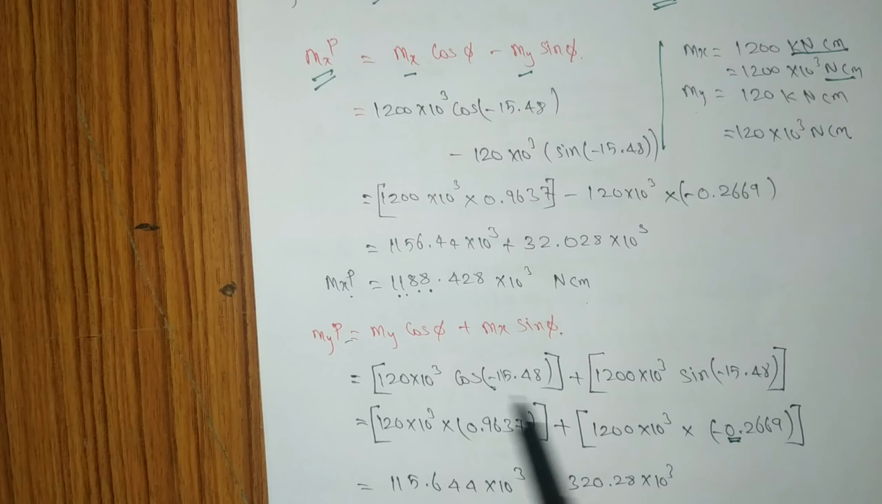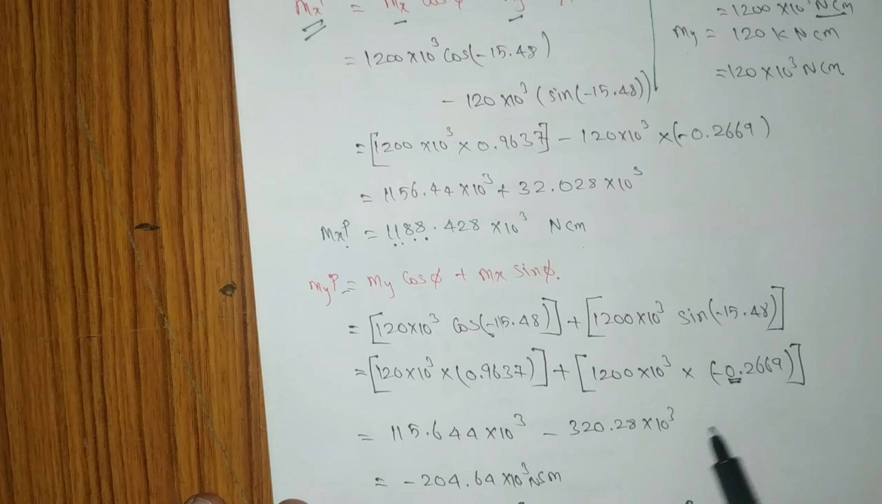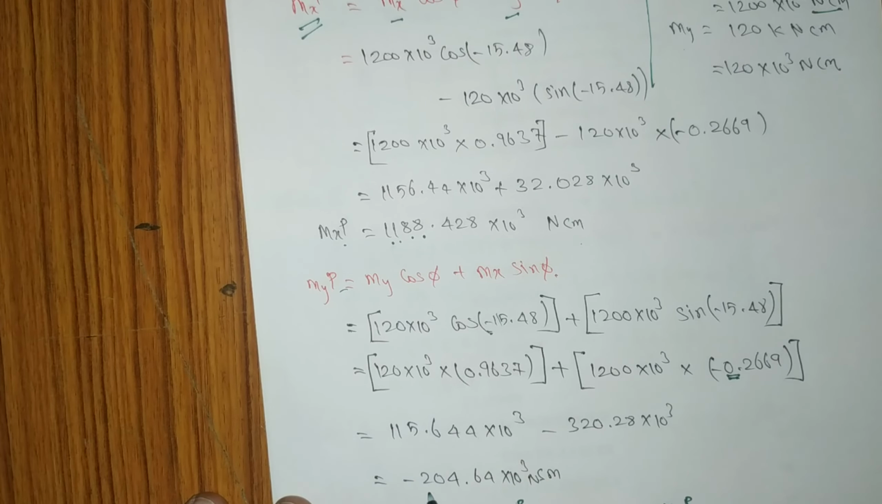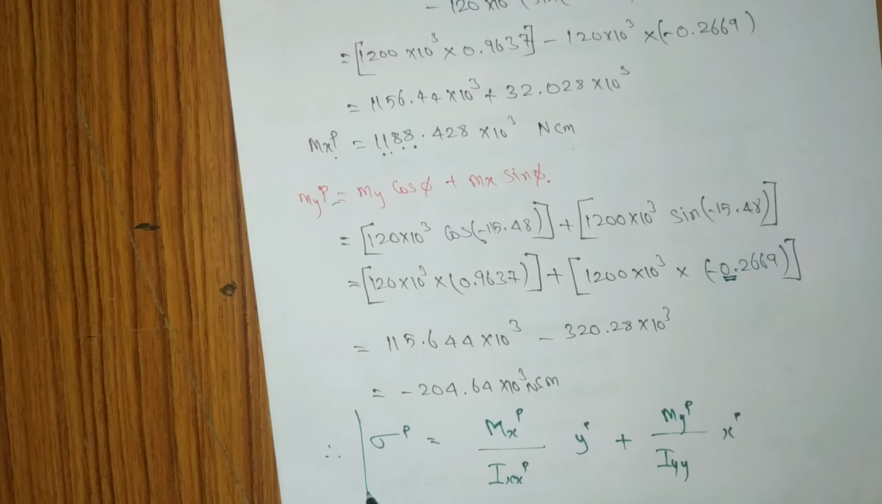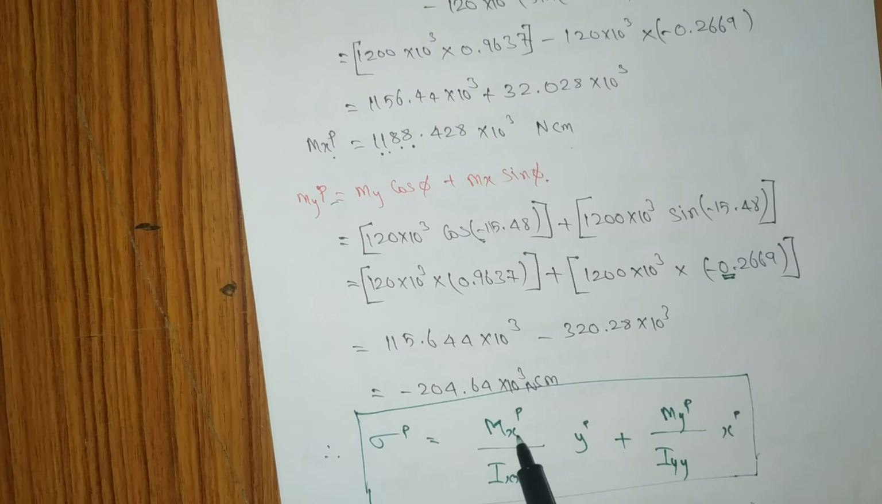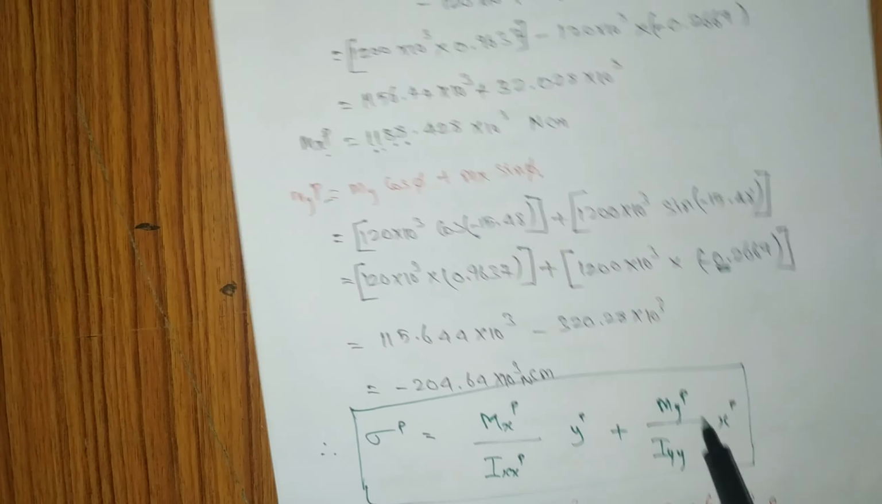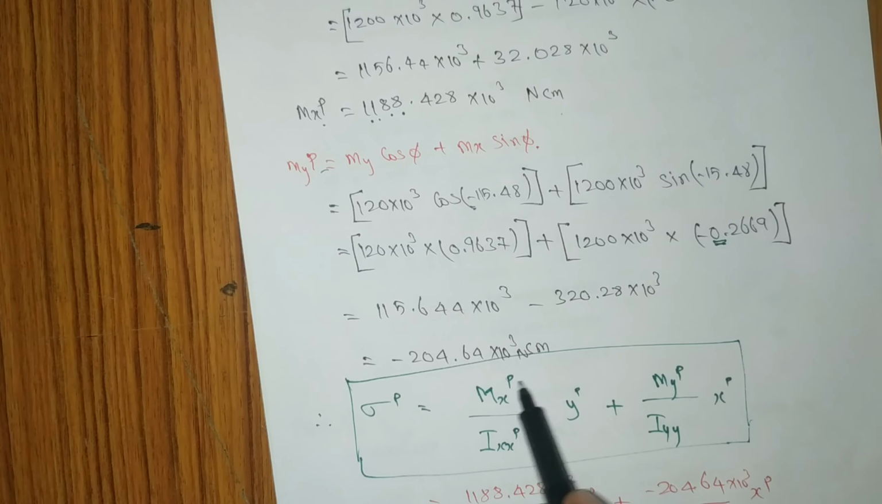Why? Because cos pi and sin minus pi will be totally different. And you are getting Mx equal to minus 204.64 times 10 to the power of 3 Newton centimeter. So we know the formula for the principal axis, or general method: sigma is equal to Mx by Ixx times y plus My by Iyy times x. This is in terms of the principal axis, that is why we are putting P here for notation.